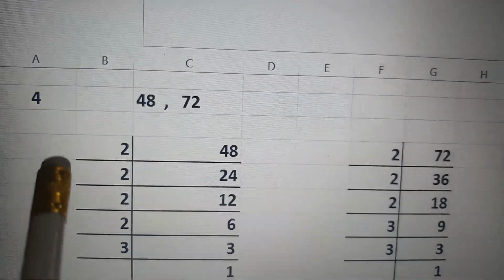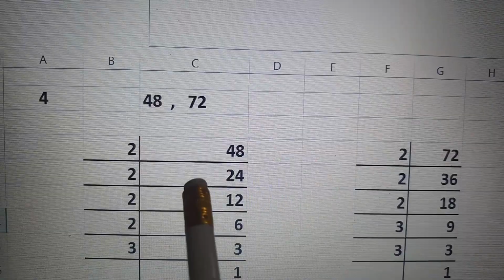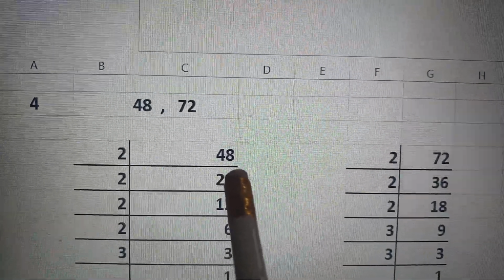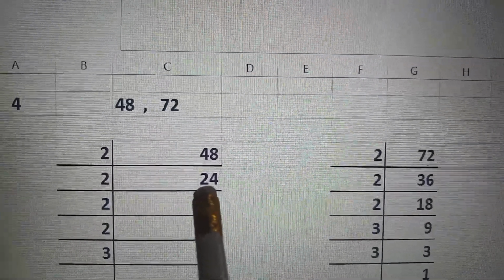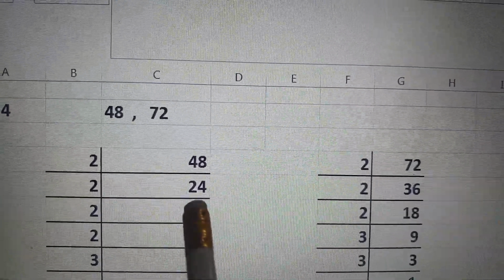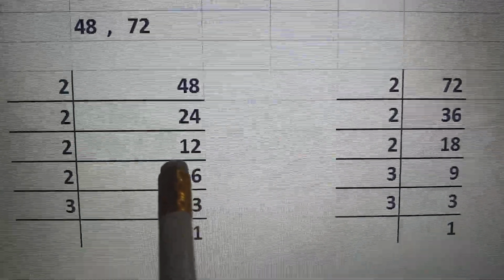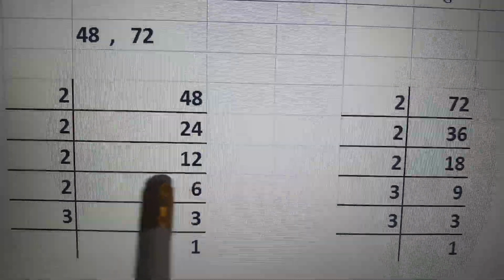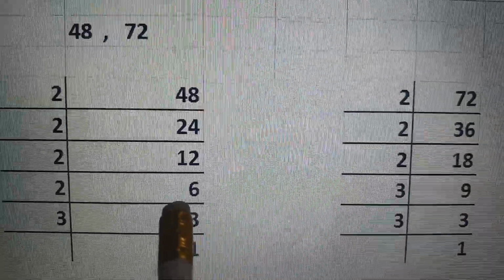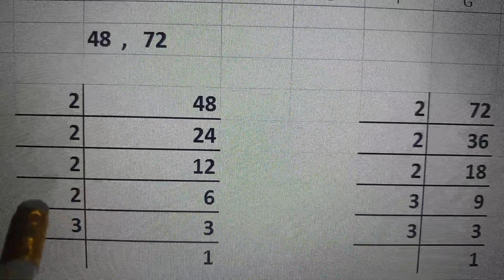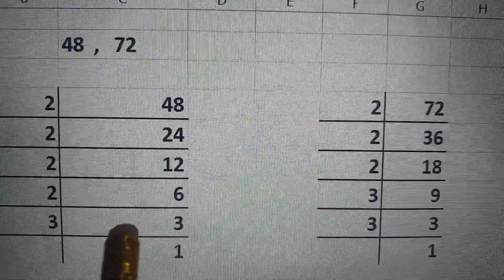Now take the fourth part. We have to take the LCM of 48 and 72. Firstly take the number 48. 48 is an even number, it can be divided by 2. So the quotient is 24. 24 again is an even number, so the quotient is 12. 12 is again even, so the quotient is 6. 6 is again even, and the quotient is 3. 3 is an odd number, it cannot be divided by 2.